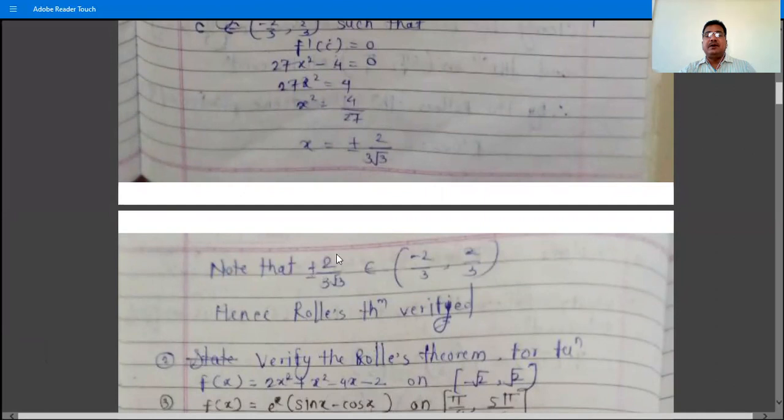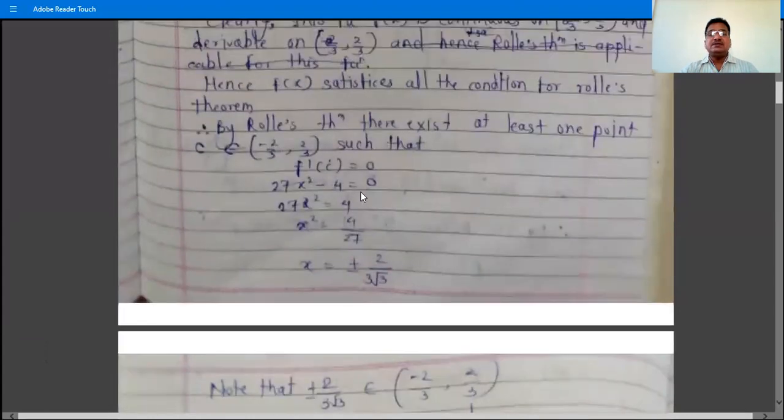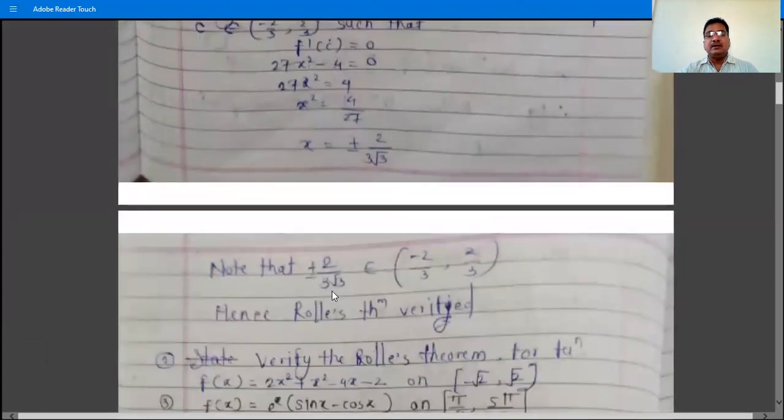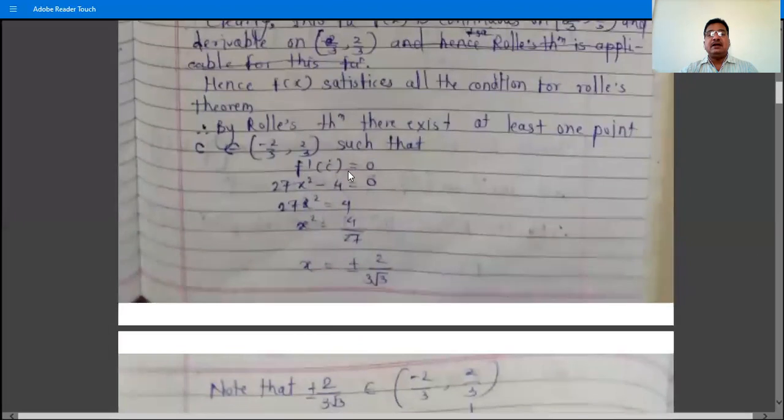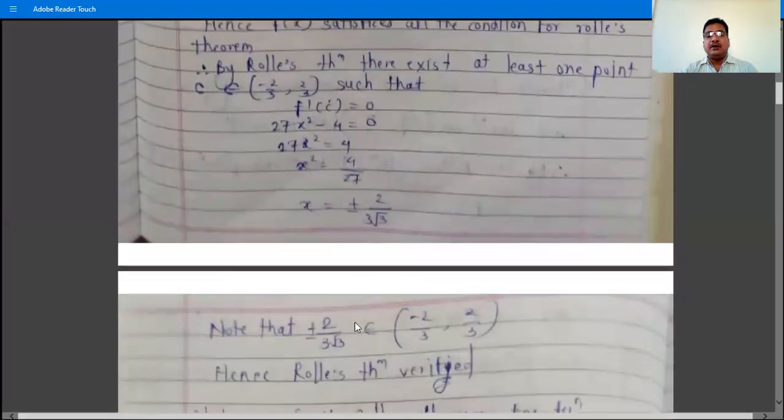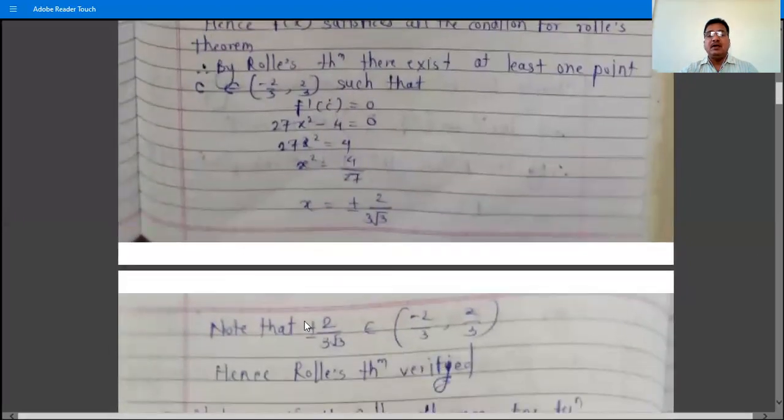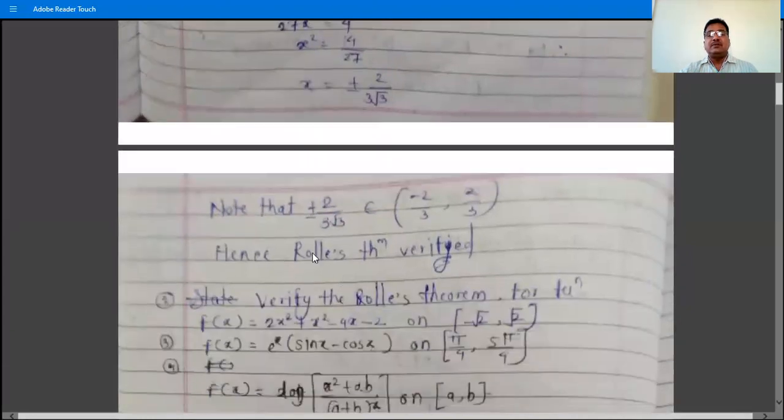If we check by using a calculator, then 2 by 3 root 3 lies in this interval. So note that plus minus 2 by 3 root 3 belongs to the open interval (-2/3, 2/3). And hence Rolle's theorem is verified. That is, there exist at least two points such that the derivative at those points is 0. f'(c) at these two points is 0. So Rolle's theorem is verified.